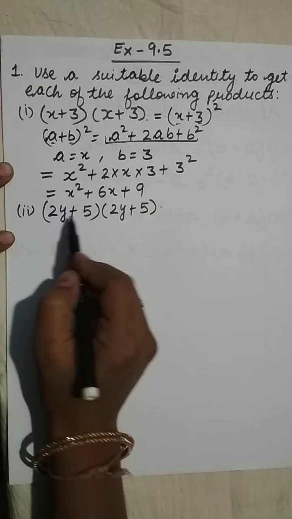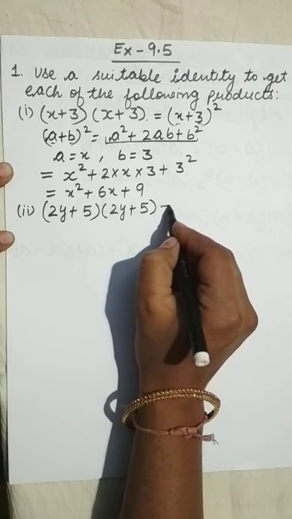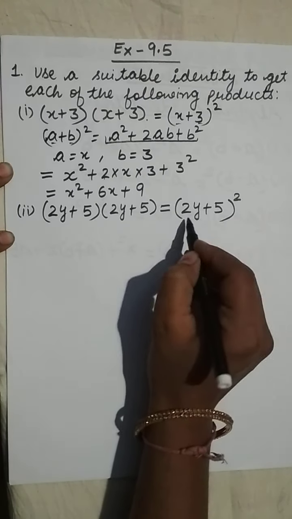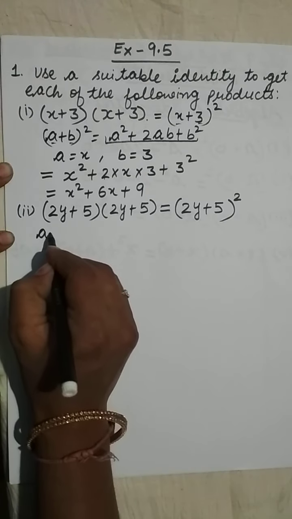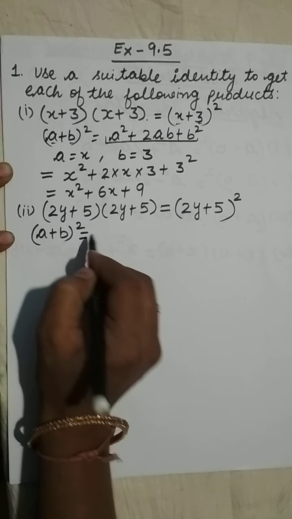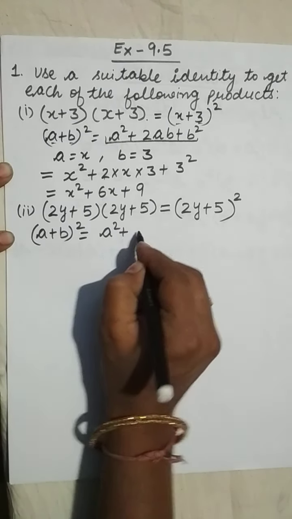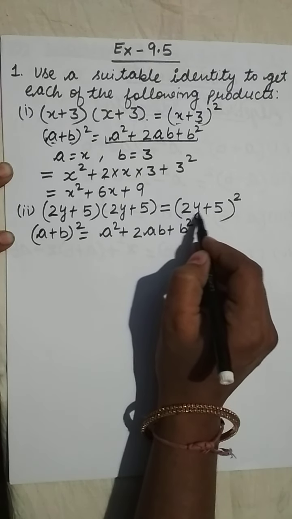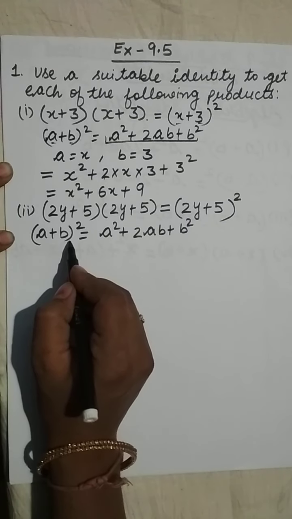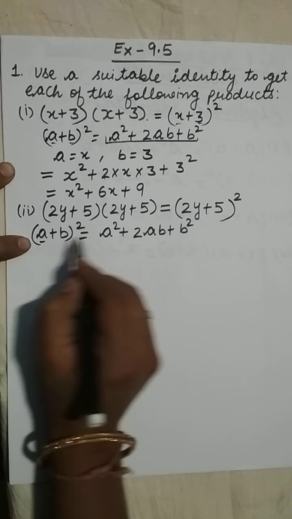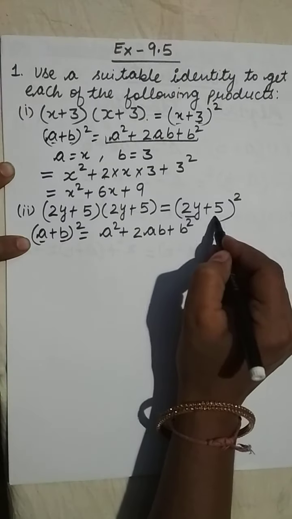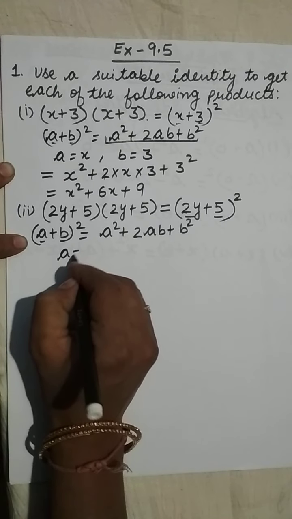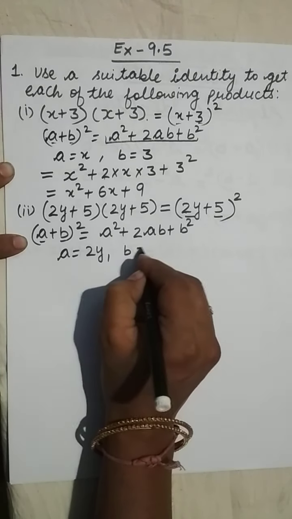Next part is (2y plus 5) into (2y plus 5), which can be written as (2y plus 5) whole square. Now again this is the kind of (a plus b) whole square. Always we will compare the given question with the identities to find the suitable identity to solve the question. So here, as it is the (a plus b) kind, I use this identity. Now again we compare the values of a and b with the question. Here the value of a is 2y and b is 5.